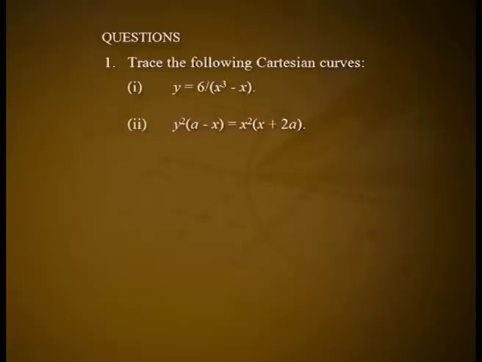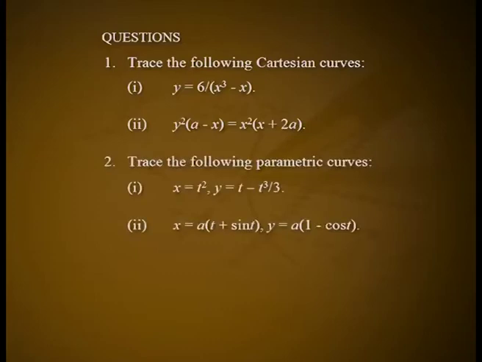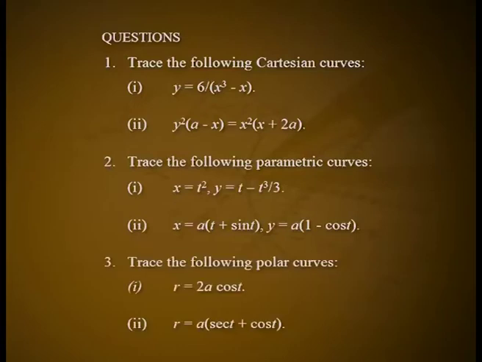Now, you may try to work out the following questions. First, trace the following Cartesian curves. 1. y is equal to 6 divided by x cube minus x. 2. y square into (a minus x) is equal to x square into (x plus 2a). Second, trace the following parametric curves. 1. x is equal to t square, y is equal to t minus t cube by 3. 2. x is equal to a into (t plus sin t), y is equal to a into (1 minus cos t). And third, trace the following polar curves. 1. r is equal to 2a cos theta, and 2. r is equal to a into (sec theta plus cos theta).